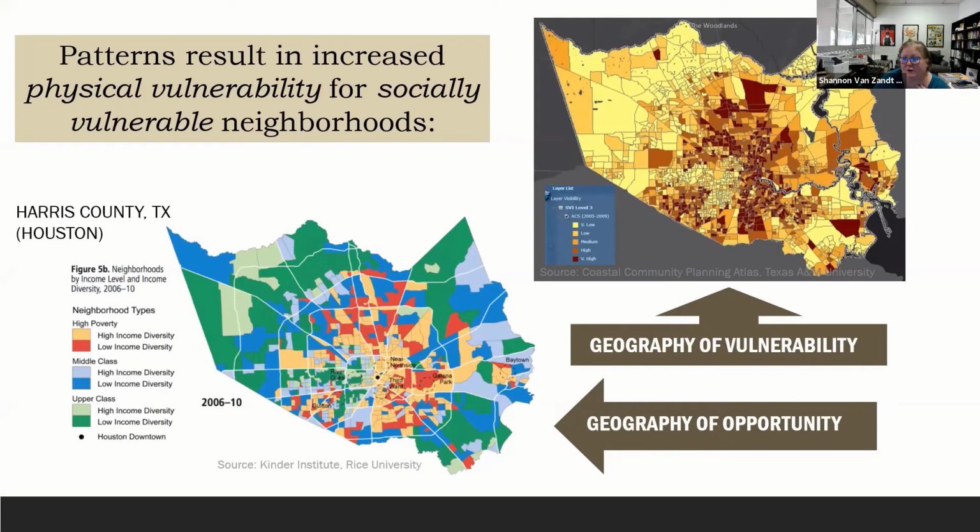These are a couple of different maps of Harris County, Houston. One shows the geography of vulnerability, where the darker colors show higher levels of a social vulnerability index that Walt and I developed about a decade ago. And then you see on the other side what we might call the geography of opportunity. This is really showing roughly the distribution of wealth across Houston. And you can see, just visually, that there's a relationship between wealth and vulnerability.